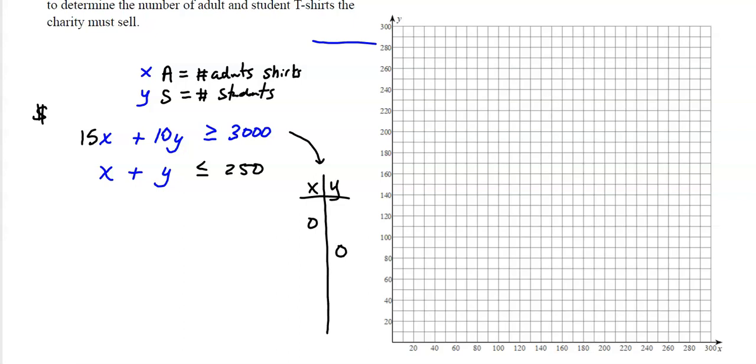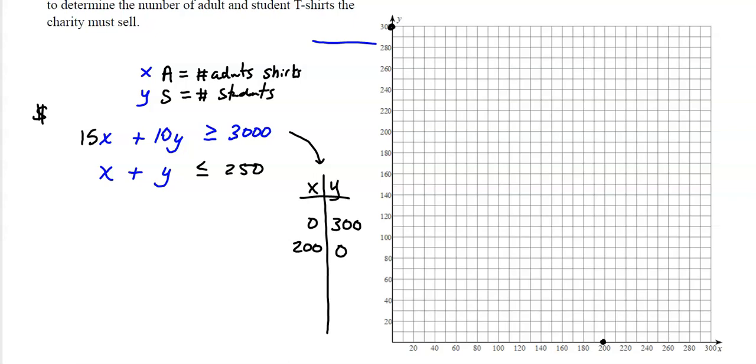So when x is 0, you can't see my hand, but I'm covering up the 15x. 10y is 3,000, so y must be 300. Meaning I need to sell 300 kids' shirts if I'm going to make my $3,000. So 0 for x, 300 for y, that's way up here. And then if I do 0 for y, 15 times what? Well, I need to sell 200. If it's all adult shirts, 200 adult shirts at 15 bucks, that'll be my $3,000. So I use the intercepts on that one.